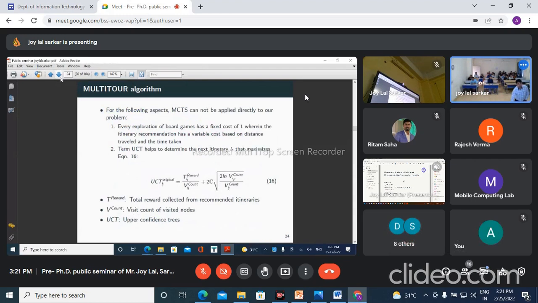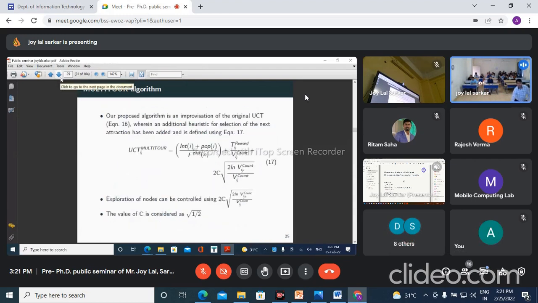You can see that. So this is all about my UCT. I have designed my UCT of multi-tour like that. You can see interest, popularity, divided by cost. Then reward, I already discussed in the previous slide. Then this factor: exploration nodes can be controlled using it.